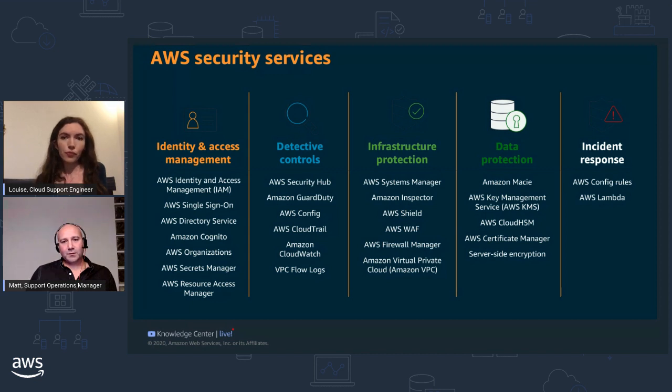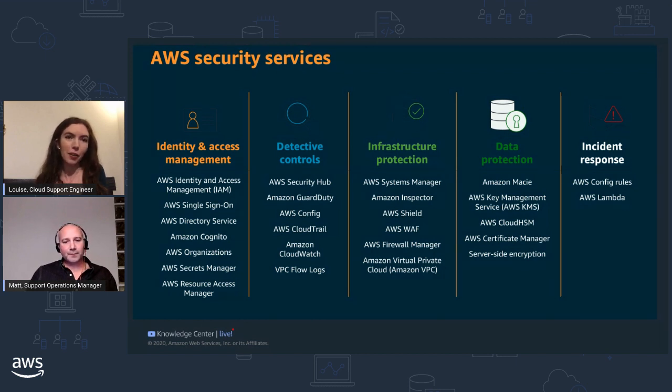So with some of the services here, there are services that are in multiple pillars. Services like AWS Config rules, which is in incident response. We've also got Config in another pillar as well. Same with VPC flow logs and VPC. So would you be able to give a quick explanation about why you have services in multiple pillars?